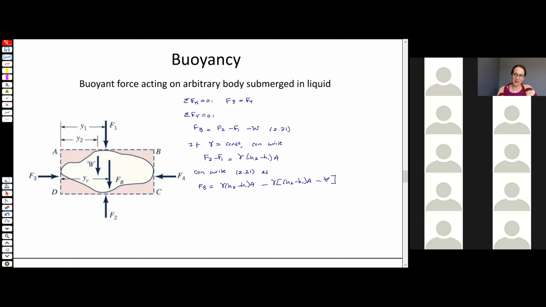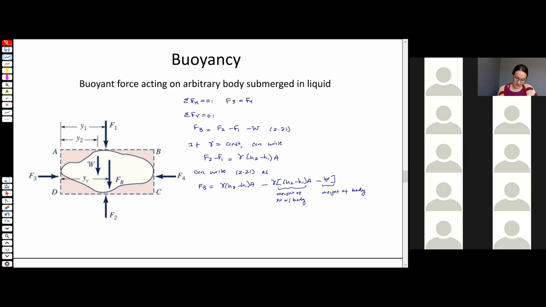All right, so let's look at that for a moment. So we're just substituting this in directly from F2 minus F1, right? But this term here, this last term with the square brackets, that's the weight, right? So let's look at that carefully. This is the weight of the parallelepiped with the body. And this is the weight of the body. It's been removed.